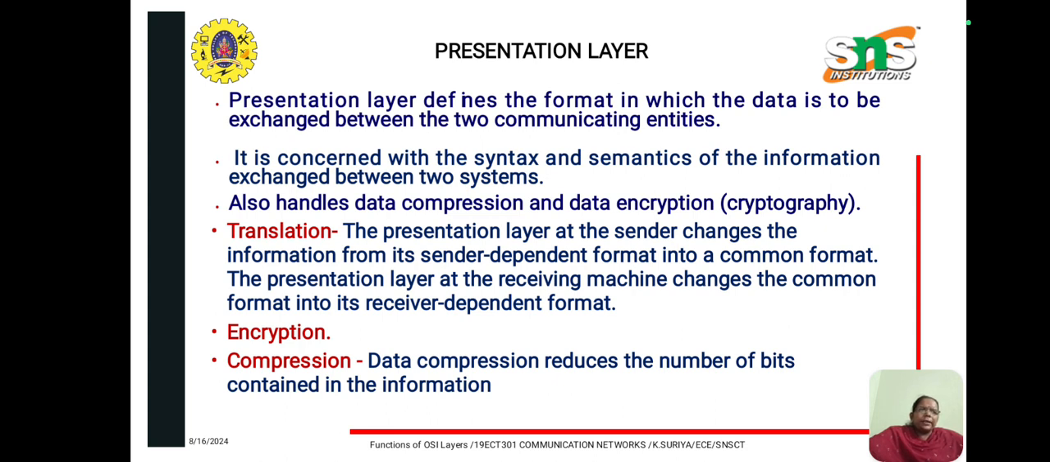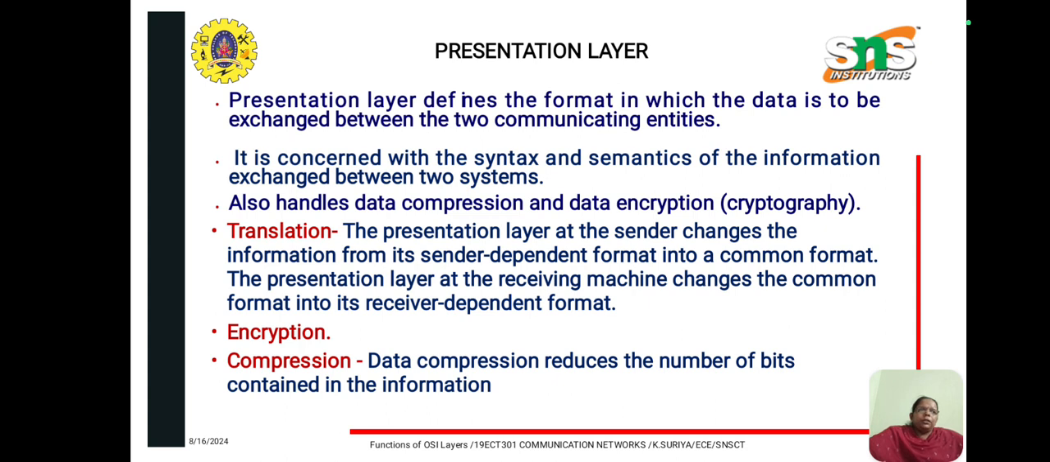Next one is encryption. To carry sensitive information, a system must be able to ensure privacy. Encryption means that the sender transforms the original information to another form and sends the resulting message out over the network. Decryption reverses the original process to transform the message back to its original form.